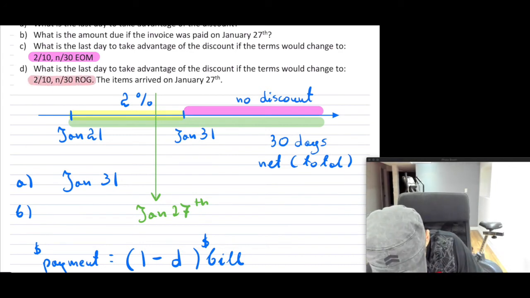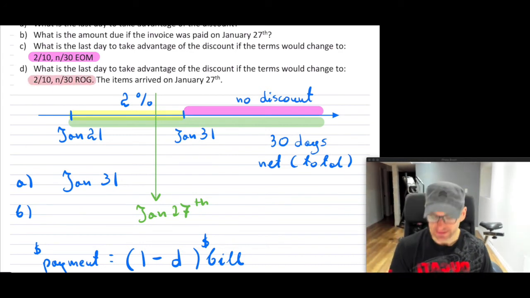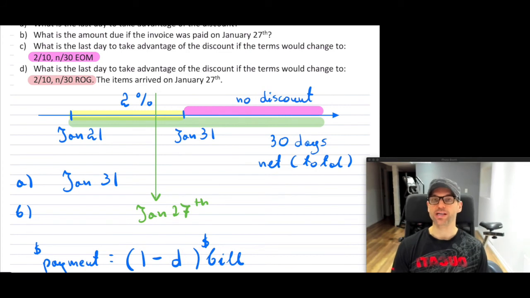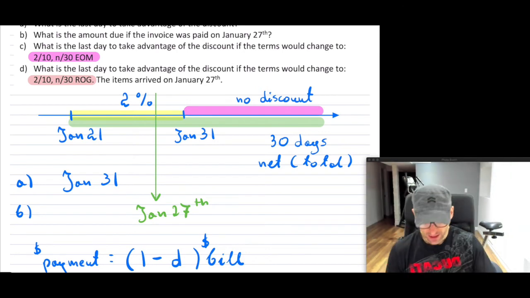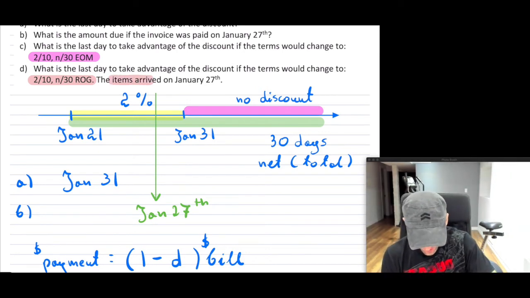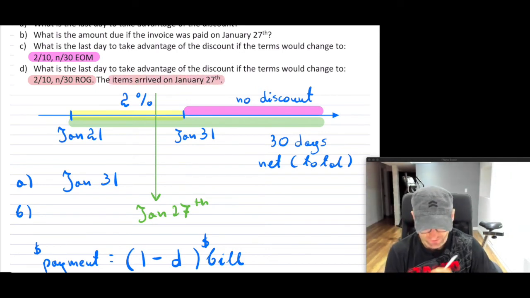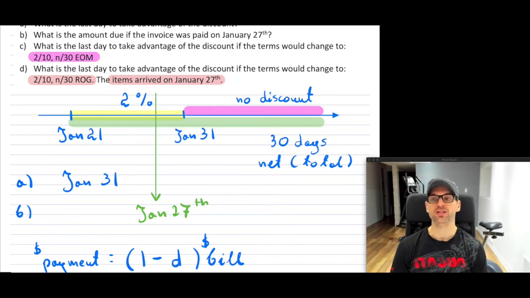Now they say at the end there's an acronym ROG, which means receipt of goods, meaning you will start counting from the day you receive the goods. So they have to tell you, or you as the company, you have to know, when did I receive these goods? Here it tells us that the items have arrived on January 27th. So that's when we received our goods.